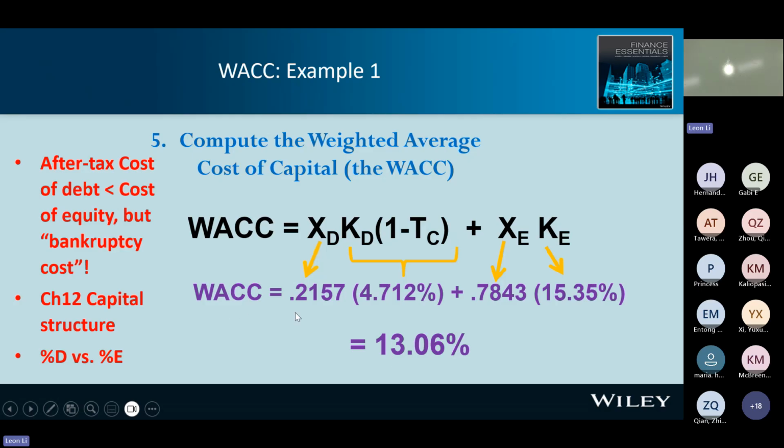All right. So we'd like to discuss the issue of cost of debt. You can see in our example, after tax cost of debt will be lower than cost of equity. So in practice, cost of debt will be lower than cost of equity. One reason is tax. We have 1 minus T.